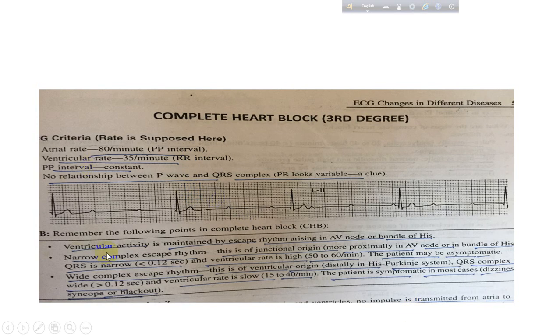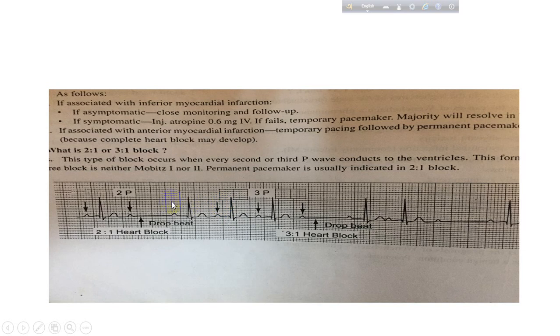This is complete heart block. Atrial rate is around 80, but the PR interval is not constant and there is no relation between P waves and QRS complexes. The main thing is here there is no relation between P waves and QRS complexes at all. This is 2:1, 3:1 block. This is 2:1 heart block, and this is 3:1 heart block.